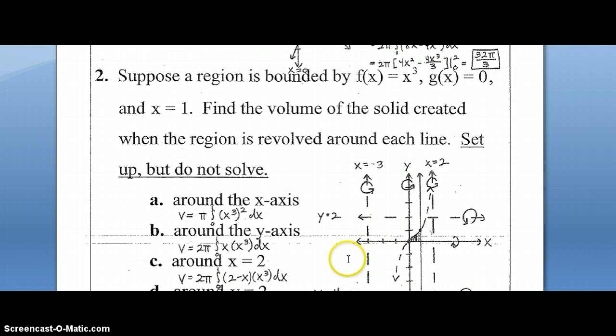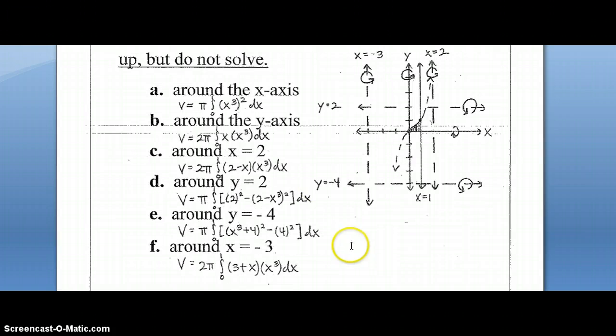Once you have that region, you can draw in your various lines that you're revolving around. So for part A, if we're revolving this region around the x-axis, we knew that it was going to be disk or washer because it's right up against the x-axis and there's no gap.